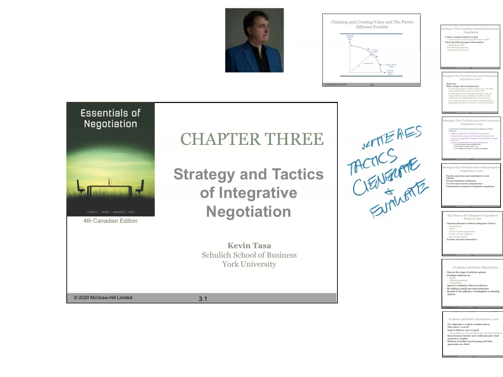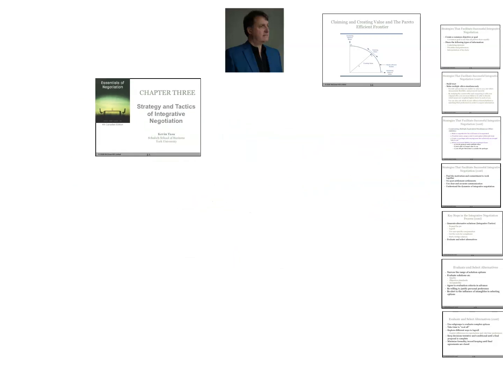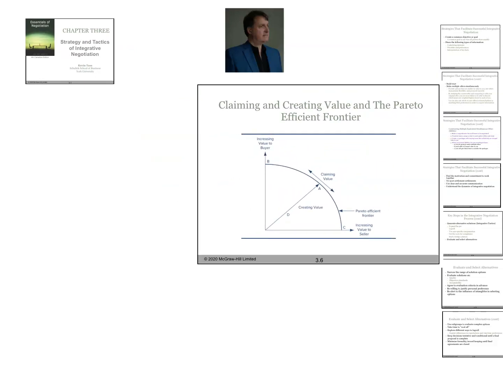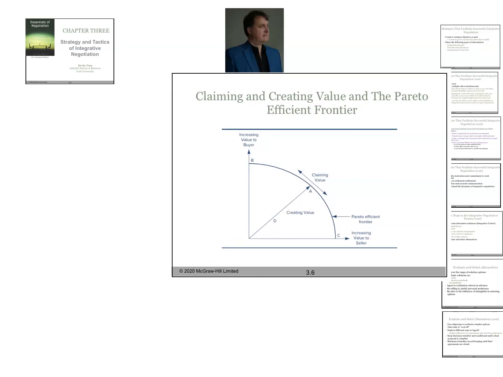I want to quickly point out that as we go through the strategies and tactics of integrative negotiation, it's important to keep this image in mind. This is the Pareto efficient frontier. This is the model we were discussing in part 1 that looks at this relationship between creating value and claiming value. Just keep that in mind, and we'll refer back to it periodically because these strategies and tactics are very much about working with this idea of being creative as well as reaching a good agreement for yourself.